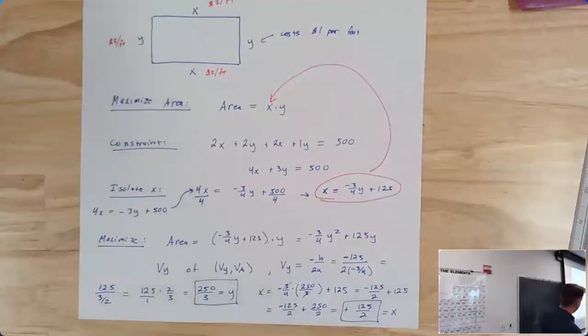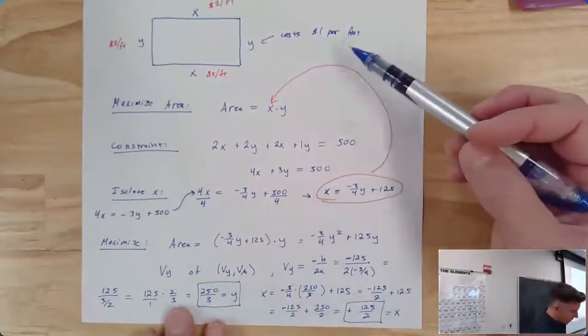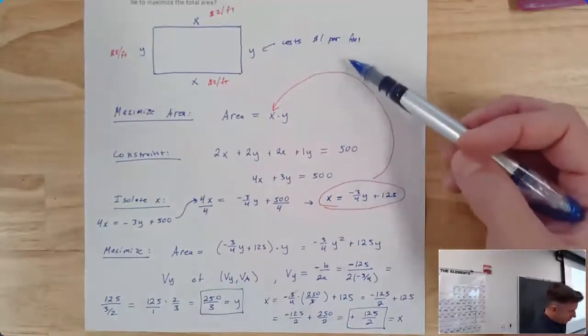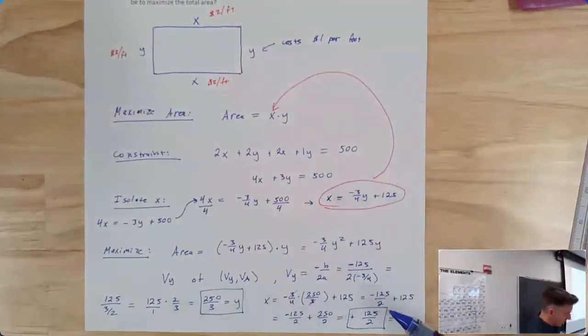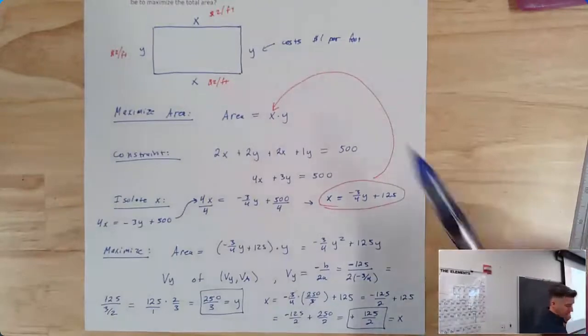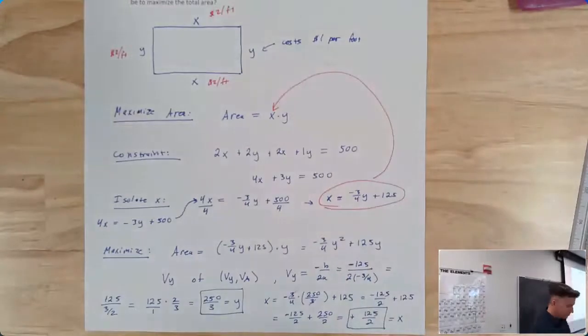Now I want to point out, if instead you had said the $1 per foot side was one of the X sides, you would have gotten the same answers, except you would have gotten X equal to 250 thirds and Y equal to 125 halves. That's what would have happened if you had written it a little bit differently. Questions or comments or observations?